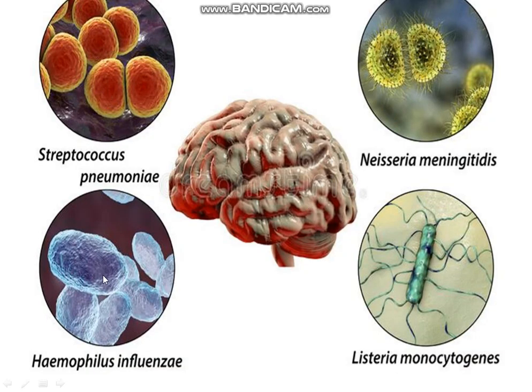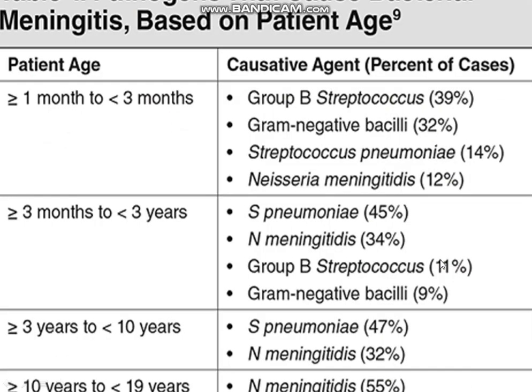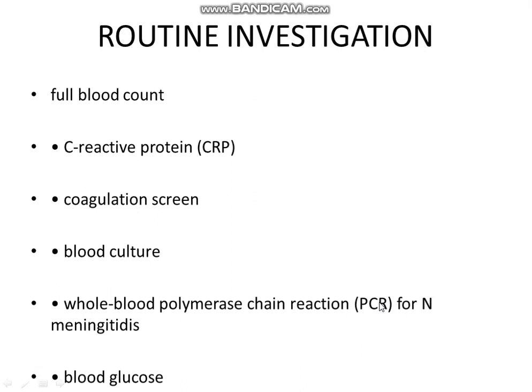Streptococcus pneumoniae, Haemophilus influenzae, Neisseria meningitidis and Listeria monocytogenes are the common organisms. Less than 3 months: group B Streptococcus, gram-negative bacilli, Streptococcus, Neisseria meningitidis. More than 3 months to 3 years: Streptococcus pneumoniae, Neisseria meningitidis, group B Streptococcus, gram-negative bacilli. 3 to 10 years: Streptococcus pneumoniae and Neisseria meningitidis. Above 10 years, the main organism is Neisseria meningitidis.